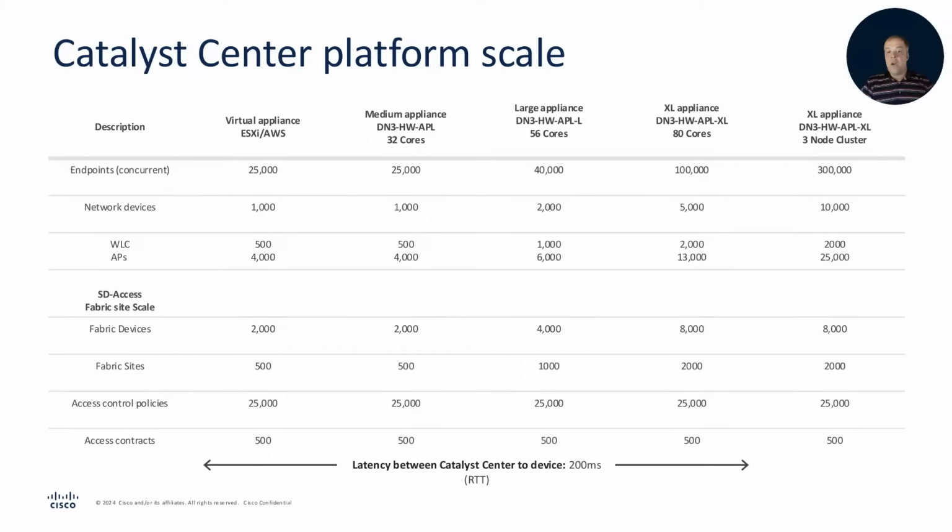All right, so let's talk about platform scale. This lays out some of the updates to the platform scale for the different devices. One thing to note, there's no scale difference between the DN2 and DN3 appliances, but you can look at the numbers, the differences between the medium to the 3-node XL cluster. You can see how those have changed. And I know the numbers are a little small, but we wanted to make sure we put this in there.